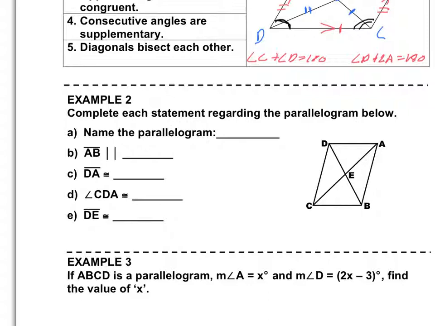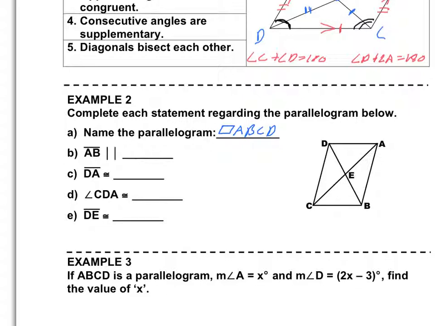Remember, when we name a parallelogram, we've got to use the parallelogram symbol. So we drew our little parallelogram symbol, and then we're going to name this with its 4 vertices. What are the 4 vertices? Well, we've got A, B, C, D. This would be parallelogram ABCD. My preference is to put it in alphabetical order. You don't have to. That's just my preference.